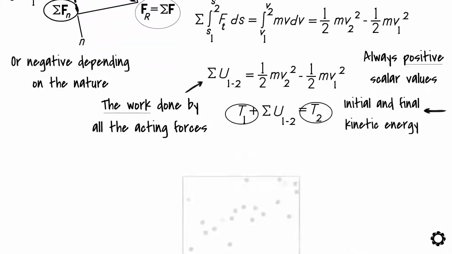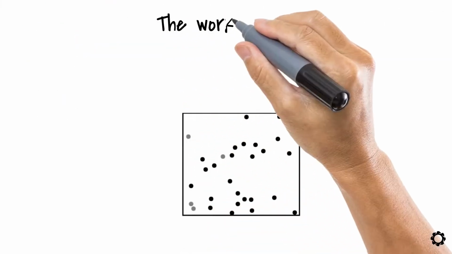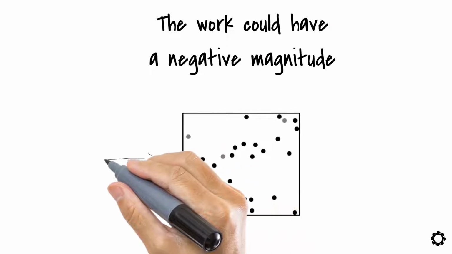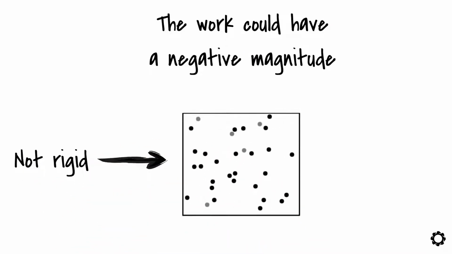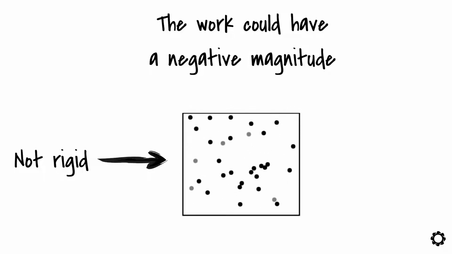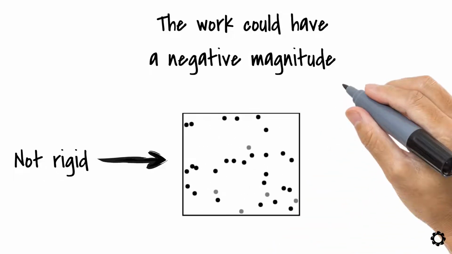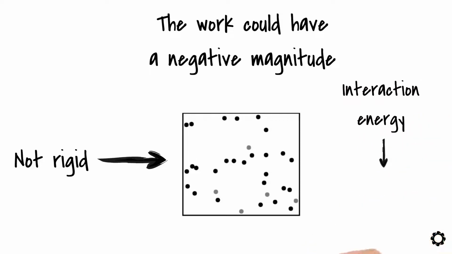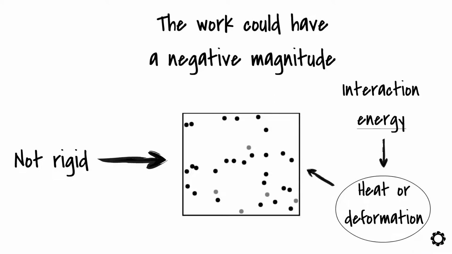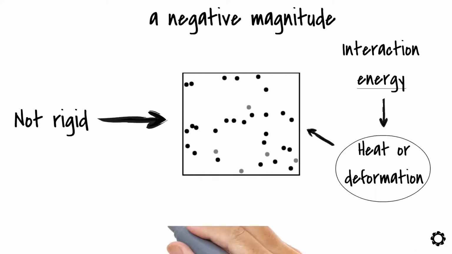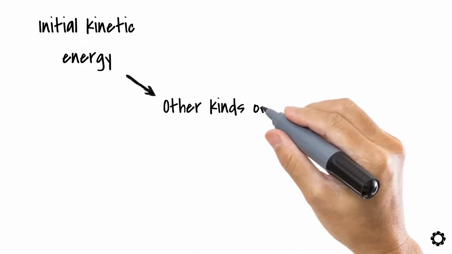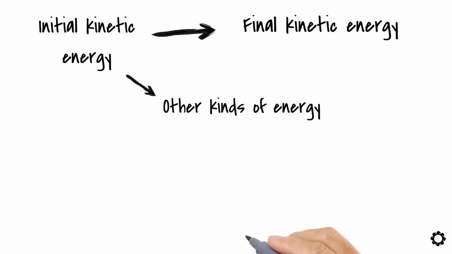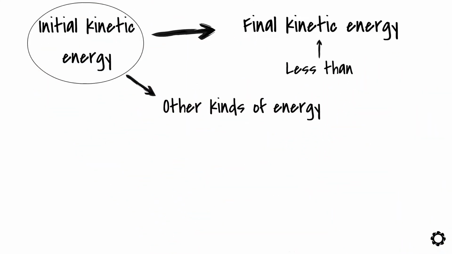For instance, in the case of a system of particles, the work could have a negative magnitude if the object, which consists of multiple particles, is not rigid, and the particles would be moving along different paths while at the same time interacting with each other. This interaction energy would then be transformed into heat or deformation energy, which could then be stored in the object. In other words, in some situations, some of the initial kinetic energy of the object would be transformed into other kinds of energy, which causes the final kinetic energy to be less than the initial kinetic energy.